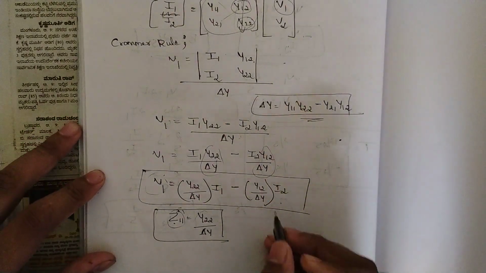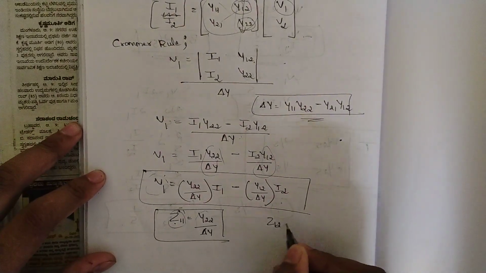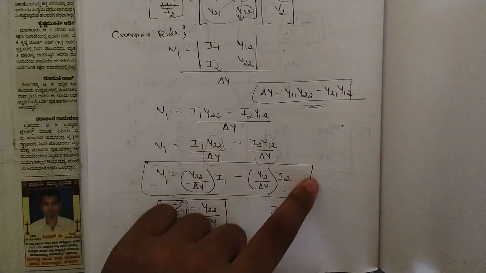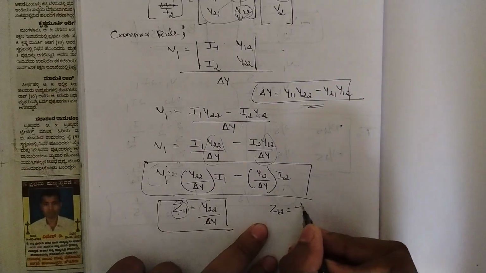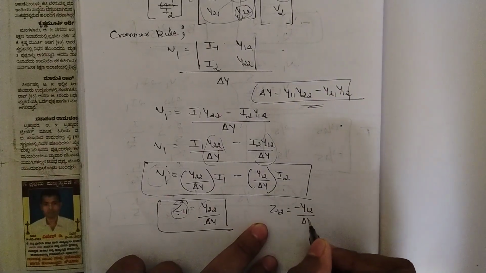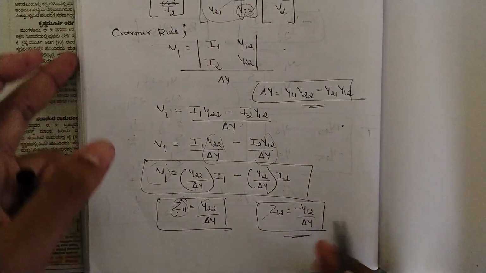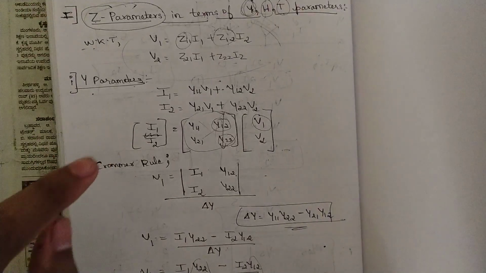Similarly, what we have here, z12, its coefficient is I2's coefficient, right? The coefficient of I2 is minus y12 by delta y. So like this we got two of the z parameters, that is z11 and z12. Now apply the same Cramer's rule.